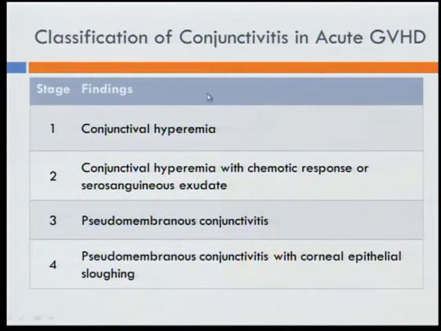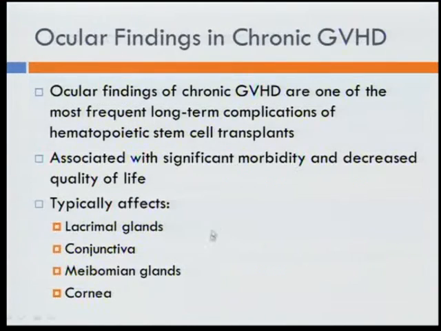The classification based on clinical findings of the eye would be: stage 1, conjunctival hyperemia; stage 2, conjunctival hyperemia with a chemotic response and an exudate; stage 3 is pseudomembranous conjunctivitis; and stage 4 is pseudomembranous conjunctivitis with corneal epithelial sloughing, and this is a very severe form of acute GVHD with really serious complications for the cornea.